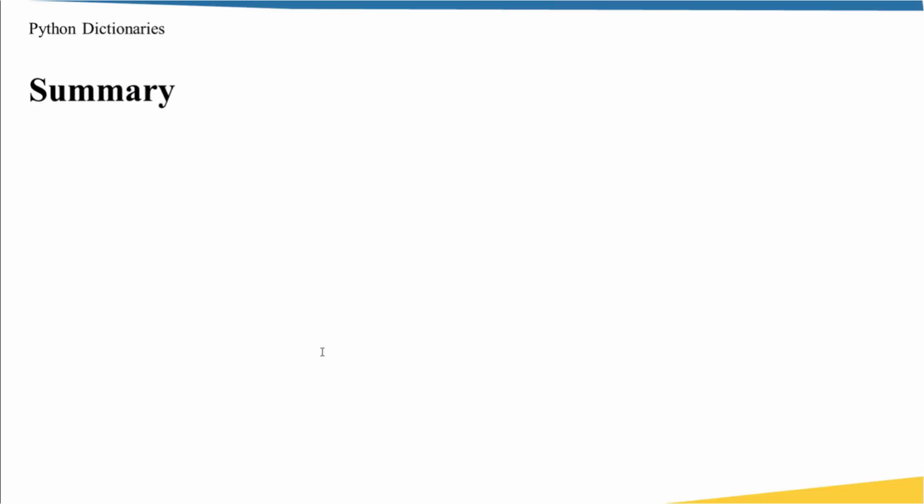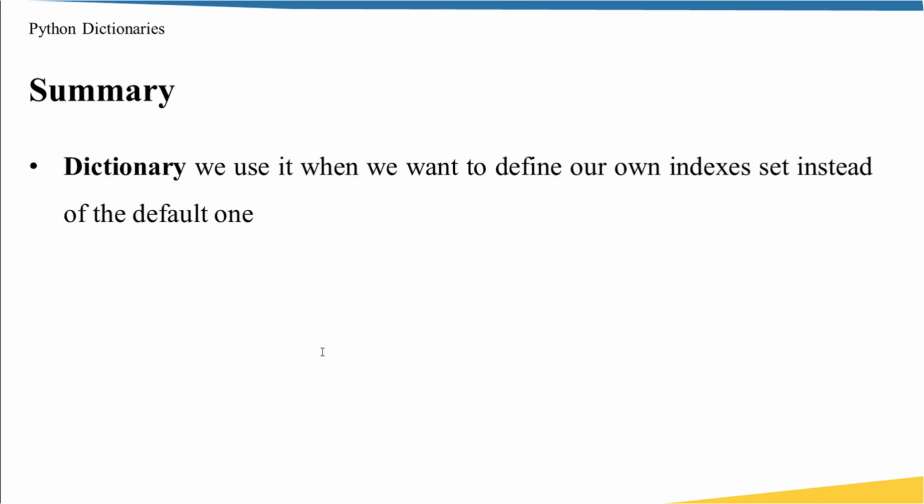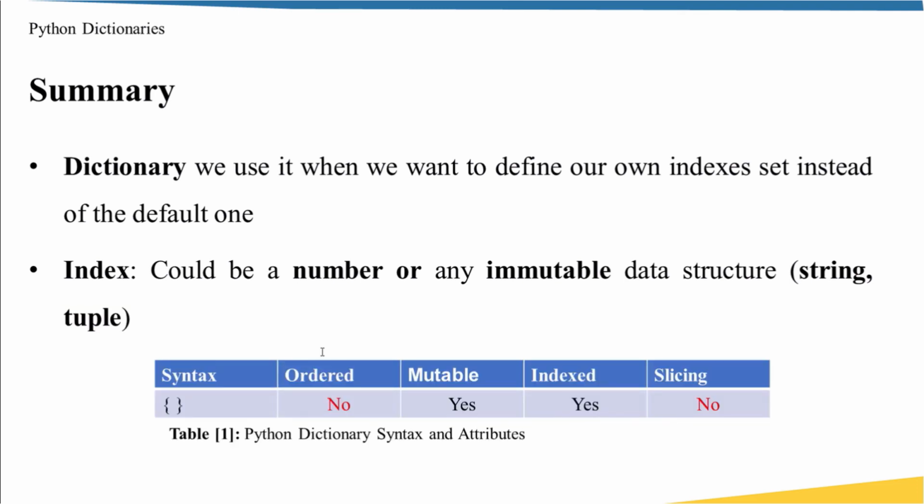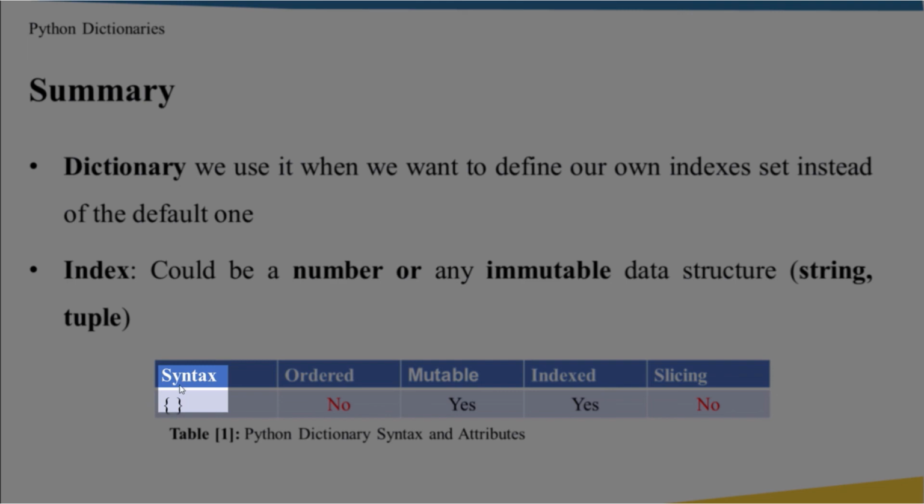Now let's recap what we have learned in this lecture. First of all, dictionary has been defined, and as we see, we use a dictionary when we want to define our own index set instead of the default one. And keep in mind that an index could be a number or any immutable data structure like string or tuple, and you cannot use, for example, a list as an index. In order to define a dictionary, we have to use curly braces. Dictionary is an unordered data structure, it's mutable, it's indexed, and it does not support slicing.